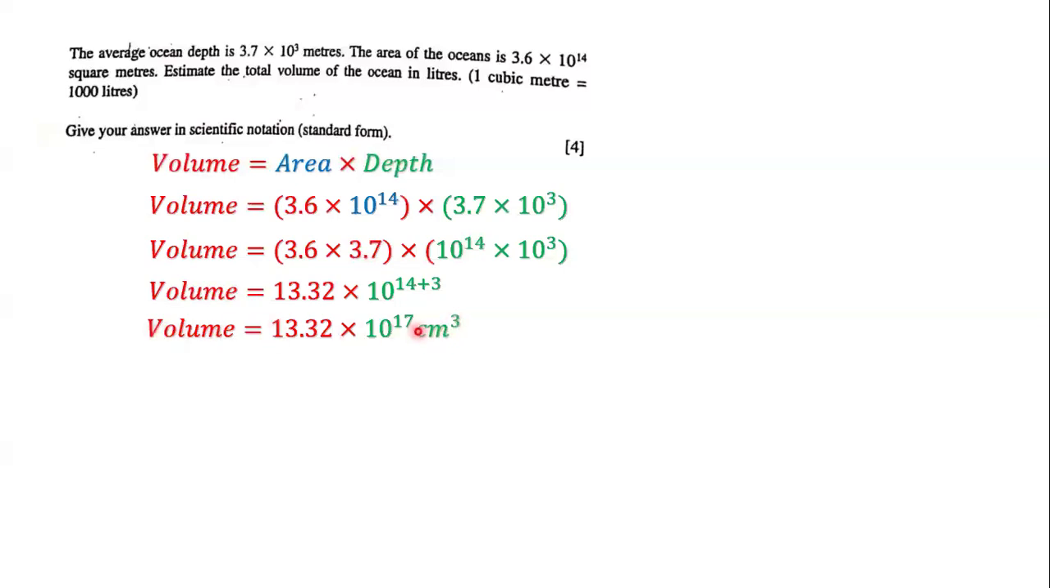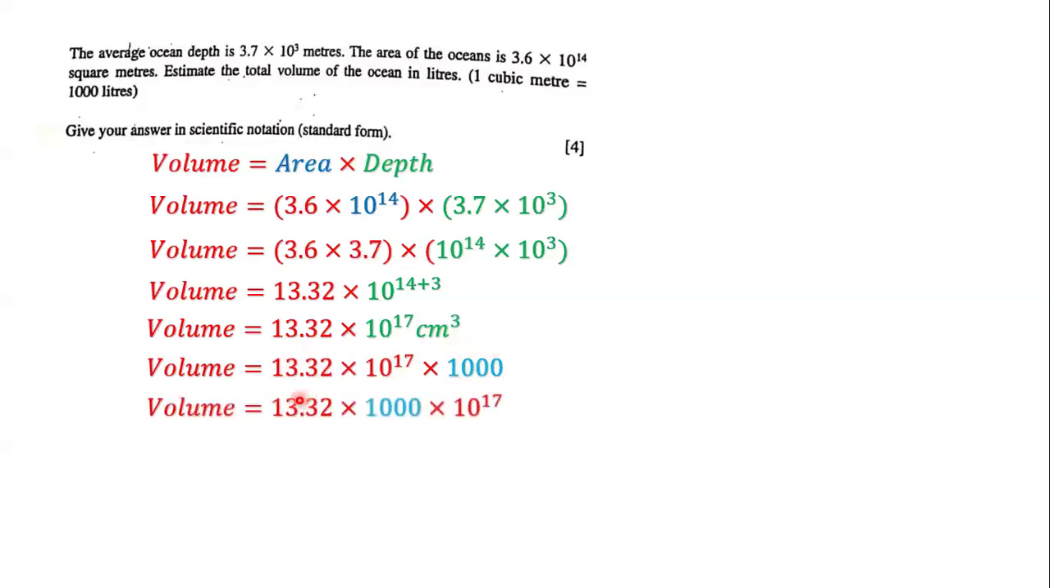Now, this is the volume in cubic meters. We have 13.32 times 10 to the 17 power cubic meters. But we want the volume of the ocean in liters. And remember, 1 cubic meter is equal to 1,000 liters. So we have to convert this volume into liters, and so we have to multiply it by 1,000. We're going to take this 1,000 and multiply it by 13.32.